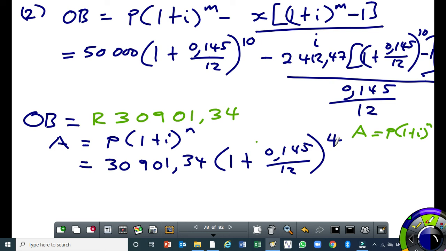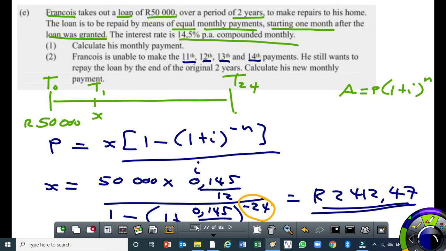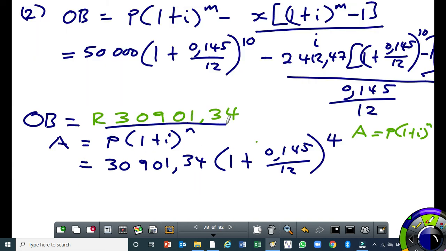What will be the answer? All right. Look here. The person has missed 4 payments, 11, 12, 13, and 14. Okay? We have calculated first the balance being owed by the person after the 10th payment. Okay? Which is this amount. This one here, the one in green. Right? This amount here is going to accumulate interest for the 4 months that he is not paying a cent.